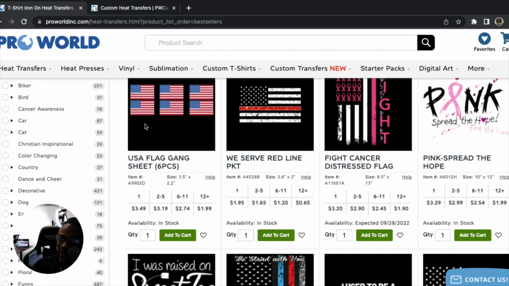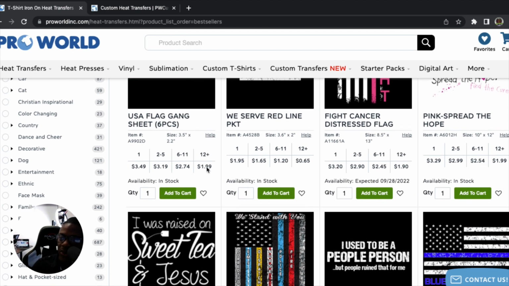You understand? You can get the flags. The flag gang sheet is cool because some shirts, you can put the flag on the sleeves. So it's good to have a bunch of those. But also the pricing here is cool. They have a price break. Okay, so the price break here, if you get one, you're paying $3.49. But if you can get 12 or more, I usually always shoot for the high, right?